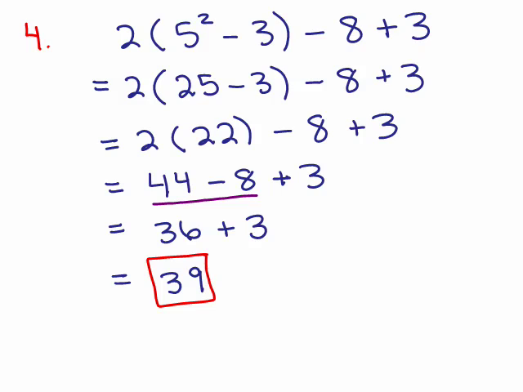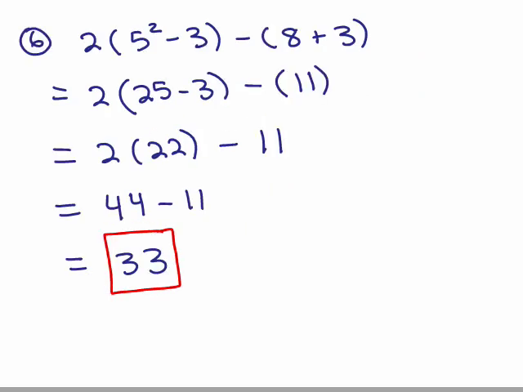But in number 6, 8 plus 3 was in parentheses. Let's see what happened there. When it was in parentheses, I got 44 minus 11, and the answer was 33. So, word to the wise, be careful with these order of operations in parentheses.